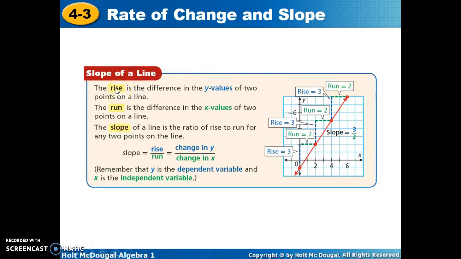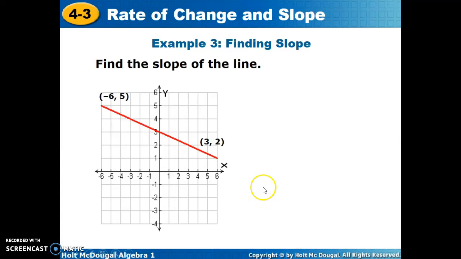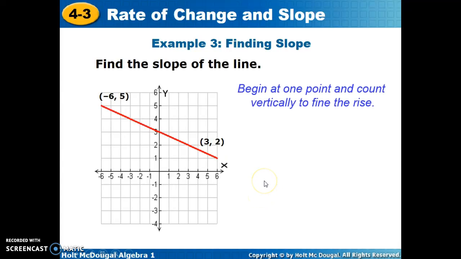We're going to talk about the rise, the difference in the y values, over the run, which is the difference in the x values. You can see our definition of slope right here: rise over run, or the change in y over the change in x. Remember, y is dependent and x is always independent. Let's find the slope of this line.